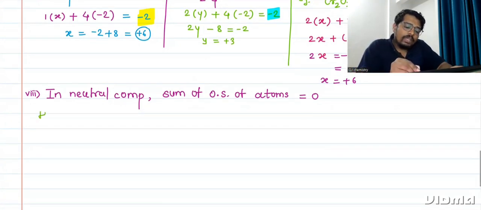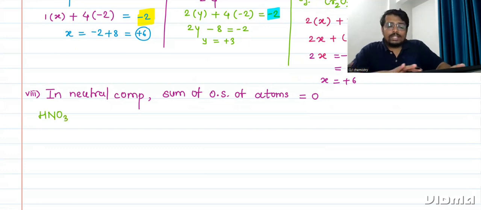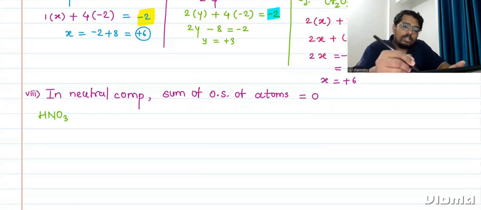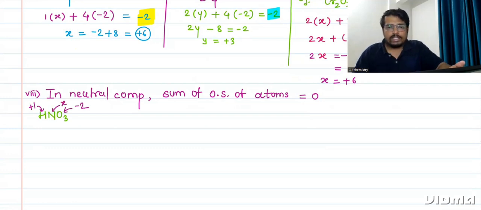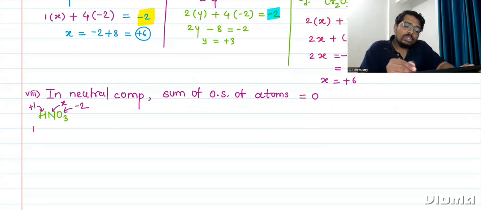nitric acid, HNO3. There is no charge on nitric acid, okay? We know that the oxidation state of hydrogen is +1. Oxygen oxidation state is -2. Nitrogen oxidation state we don't know. Let us consider it is X. How many hydrogen atoms are there in nitric acid? Only one hydrogen. So 1 into the oxidation state of hydrogen, +1.